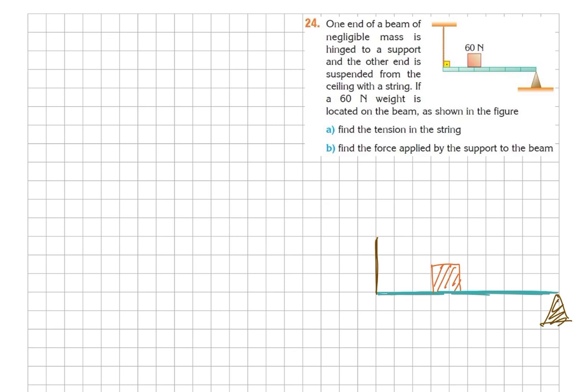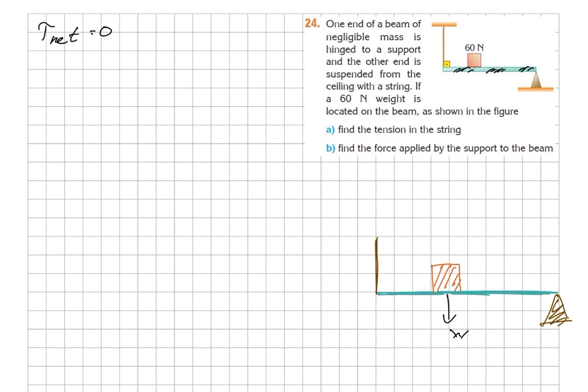So to solve this question, again we apply the second condition of equilibrium. Torque net must be equal to 0. And now let's show all the forces. Here we have the weight of the object. As you can see, this whole beam is divided into 6 equal parts.